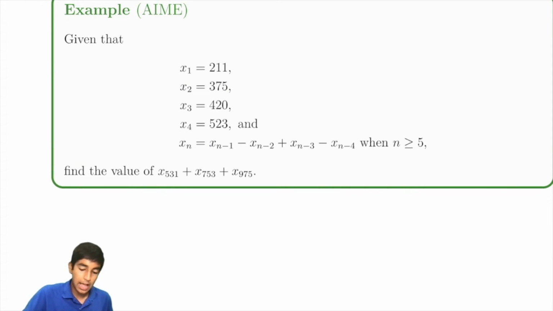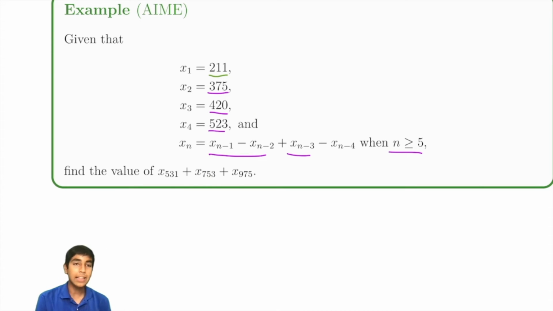In this problem, given that x1 is 211, x2 is 375, x3 is 420, and x4 is 523. We're given x_n is x_(n-1) minus x_(n-2) plus x_(n-3) minus x_(n-4) for all larger values of n. Find the value of x531 plus x753 plus x975. Wow, that seems like a scary recursion right there. Got 4 terms that we're adding or subtracting.